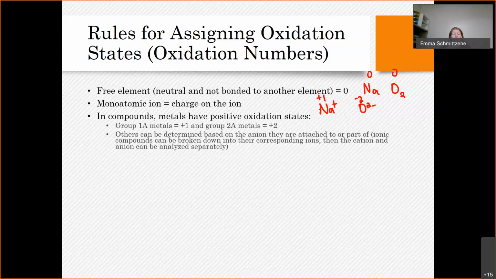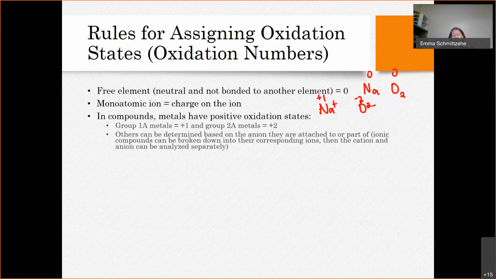But for any other metal, if you need to determine the oxidation state, you want to determine what ion it is, what cation it is in this compound. That'll tell you the oxidation state because they'll be the same. So it'll depend on what anion it's attached to. If you're trying to assign oxidation states to an ionic compound, it's always helpful to first split it into a cation and anion. That will directly give at least some of the oxidation states.